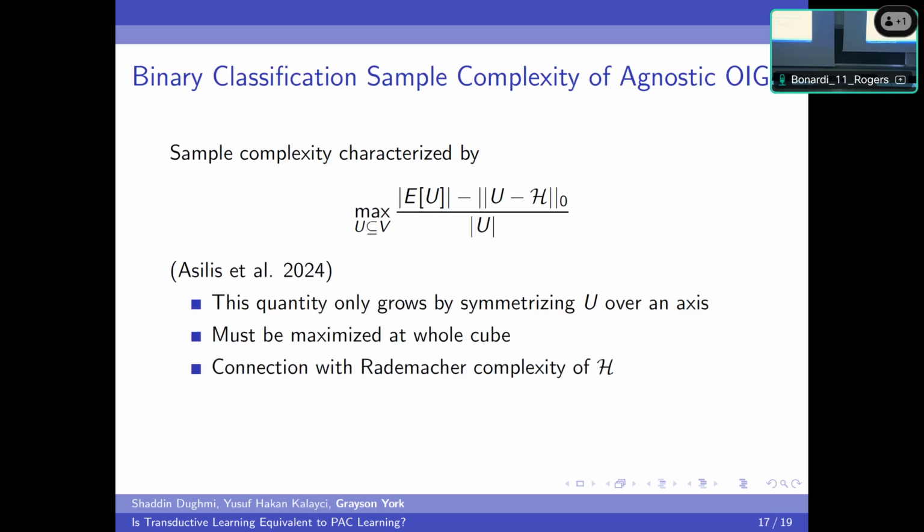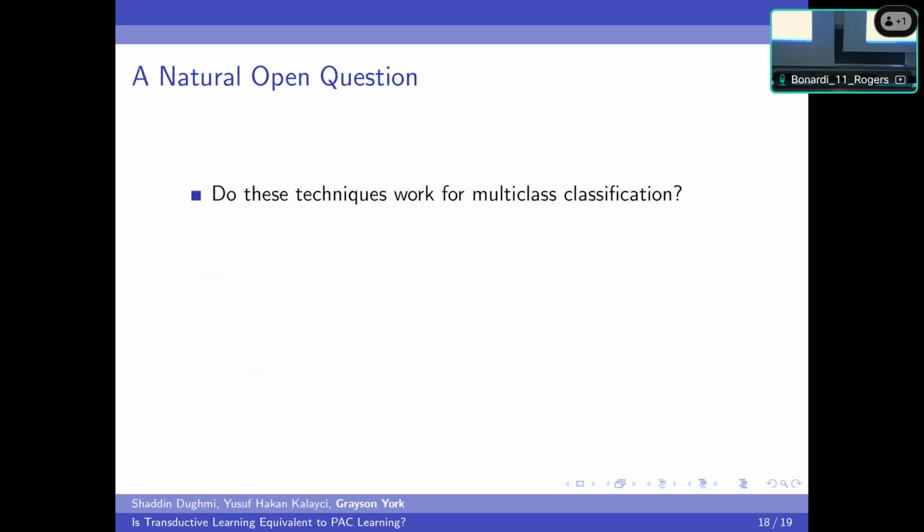Once we put this quantity on the whole cube, we're going to find an intimate connection with the Rademacher complexity of our hypothesis class. And then, using this connection, we're going to use a variant of Dudley's chaining argument, which shows that the Rademacher complexity is bounded by some form of a VC dimension. And then that'll tell us that the transductive sample complexity will be given by the VC dimension of our hypothesis class divided by epsilon squared.